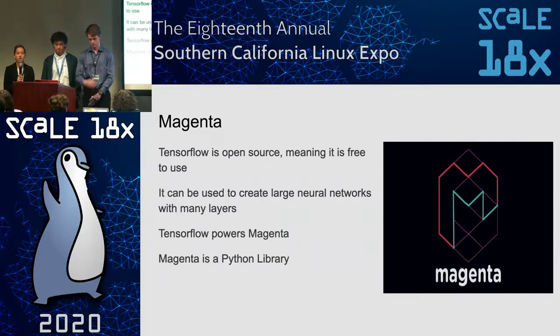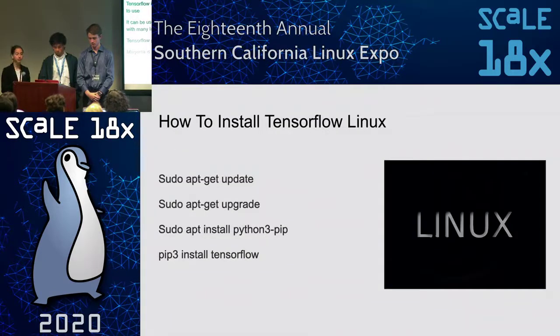So Magenta is open source as it is powered by Tensorflow, and it can be used to create large neural networks with many layers, and it is a Python library. But we don't know Python, and so that's why we're just using it as the plugin for Ableton instead of through Tensorflow.